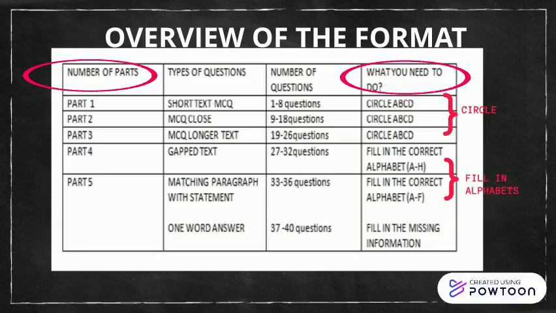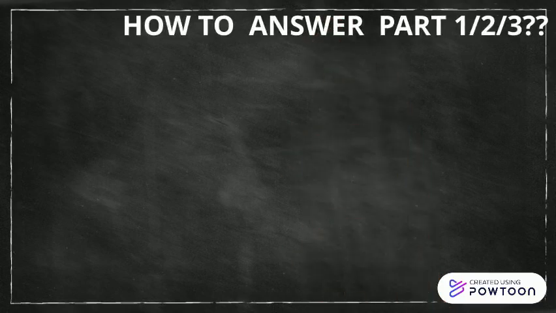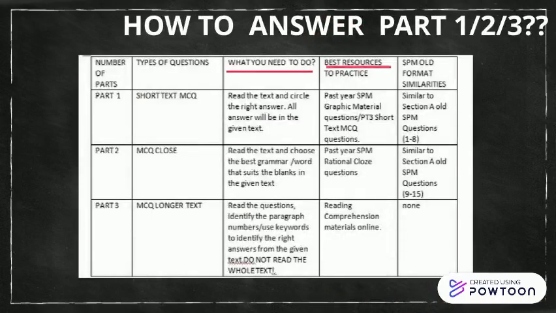There are 5 parts and you need to circle, you need to fill in the alphabets, you need to do one word answer. As you can see on the blackboard, these are how you're going to answer the 3 parts, part 1, part 2 and part 3. You need to focus on what you need to do, you need to focus on what are the best resources to practice, and you also need to know what are the similarities with the old SPM format.